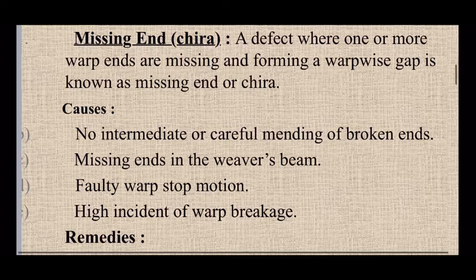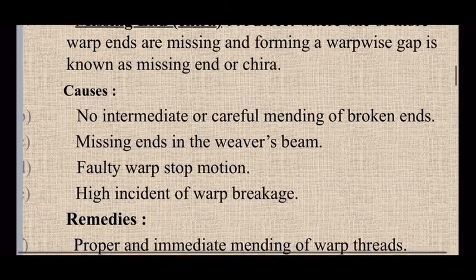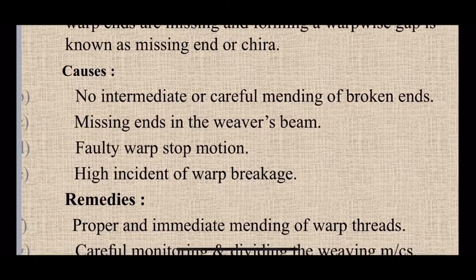Causes are no intermediate or careful mending of broken ends, because many times the warp threads may break due to many other reasons. So if a warp thread breaks, immediately the loom should be stopped and it should be mended. But if it is not immediately mended, then it will result in a missing end. Missing ends in the weaver's beam: during the warping, if some ends are missing in the weaver's beam, then it may also result in missing ends.